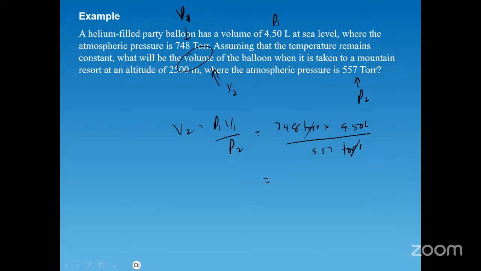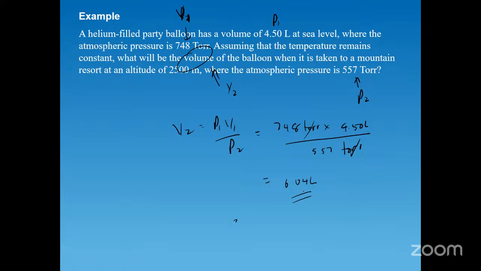So 748 times 4.50 divided by 557. And according to my calculations, this works out to be equal to 6.04 liters. And that's basically all that is done. All right? Any questions about this one? Any questions? All right, let me just say this before I move on.